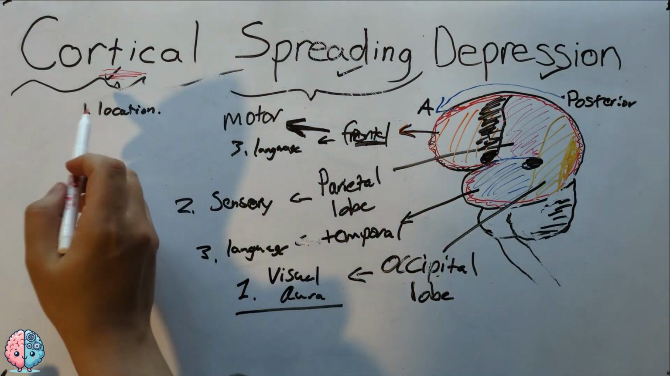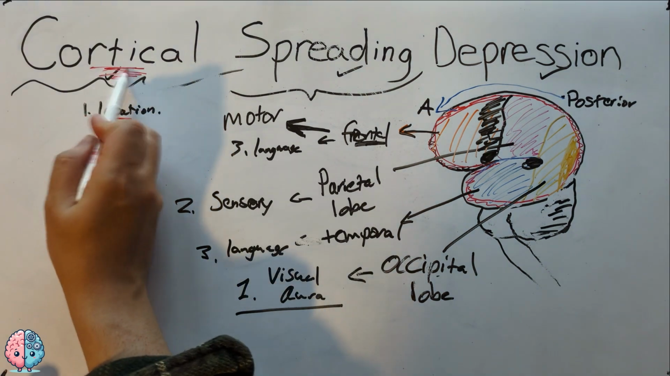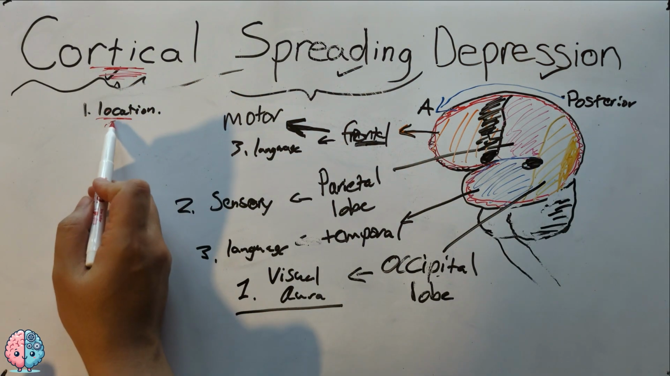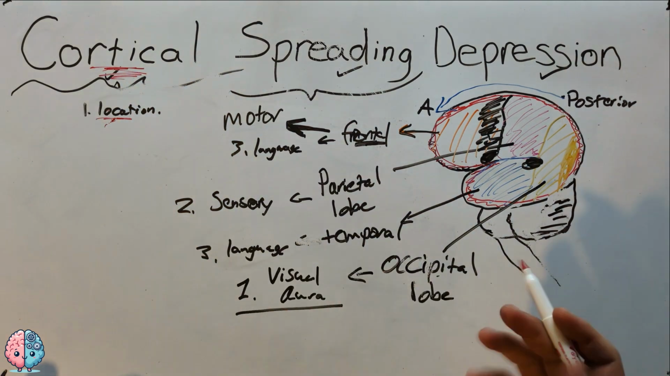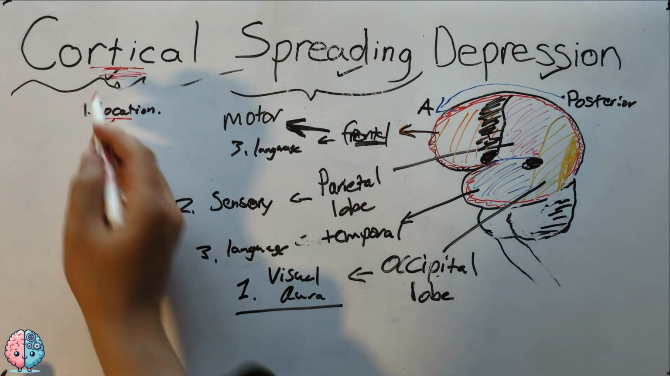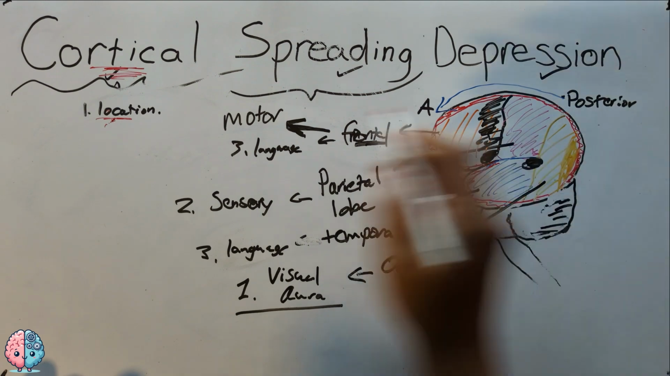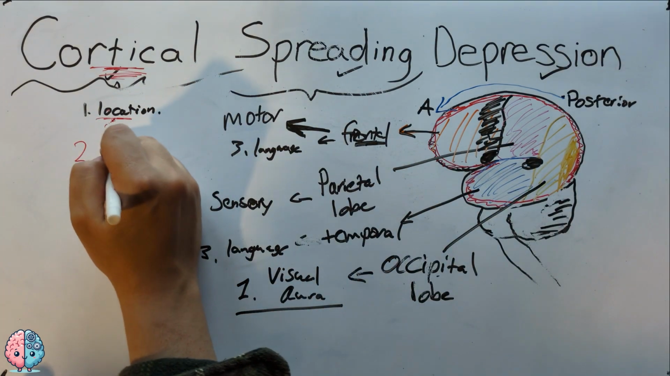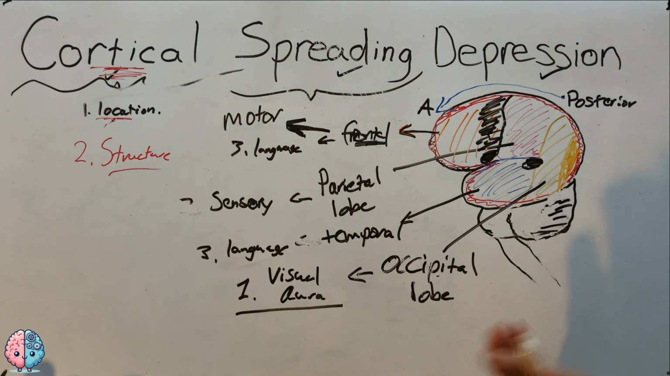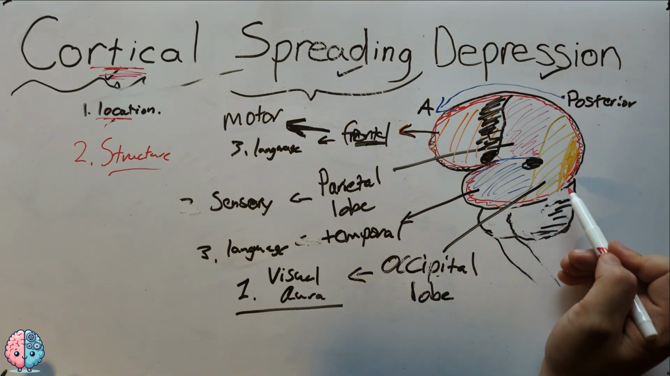occur. Now, not only is the location, the cortical part of cortical spreading depression, important, but also the structure of the cortex is important too. What's in the cortex? The cortex is gray matter. Okay, so let's just put structure. So structure, the cortex is gray matter.